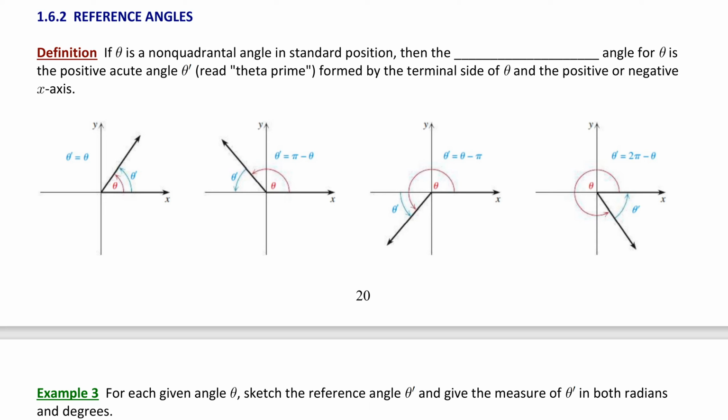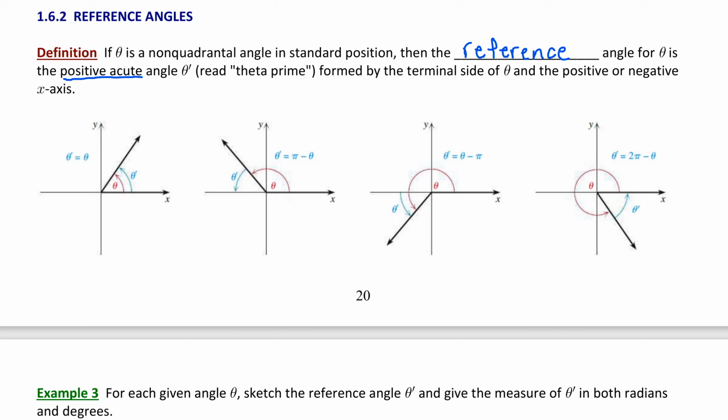So if theta is a non-quadrantal angle in standard position, then the reference angle for theta is the positive acute angle theta prime, the apostrophe there we read as a prime, formed by the terminal side of theta and the positive or negative x-axis. So first thing to note is that reference angles are always positive and acute. So reference angles will be some sort of quadrant 1 angle. The reference angle is made from the terminal side of the angle and the nearest x-axis.